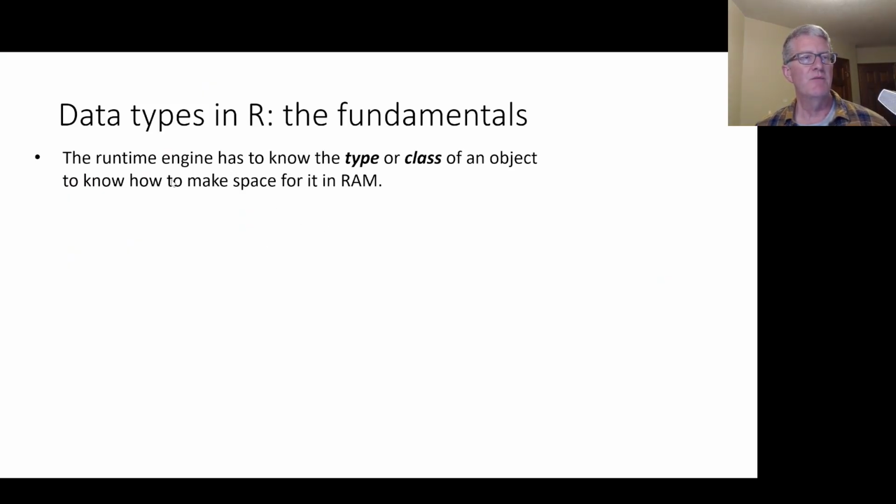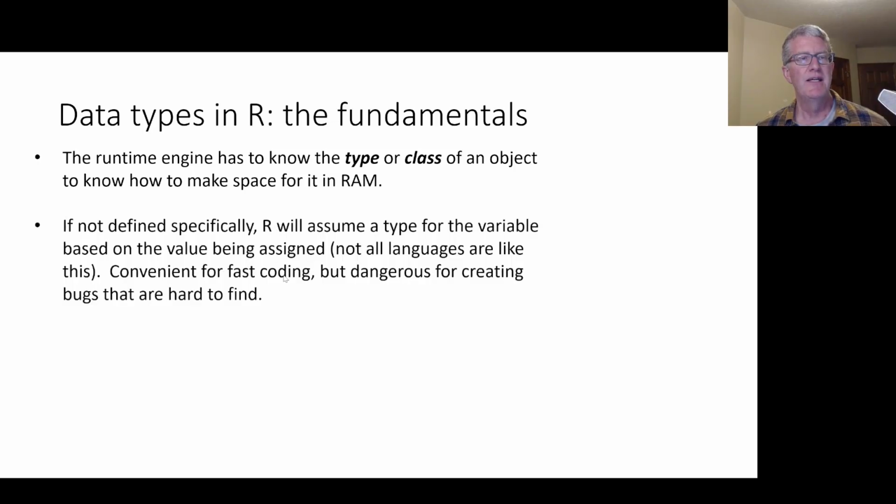So ultimately, when you assign a value to a variable, the runtime engine in R has to know the type or class of the object it's assigning to the variable to know how much space it's going to take up in the RAM. Now notice that we didn't tell it what type the variable was, we just assigned a value 2 to it. That means R is going to assume a type based on the value that you're assigning to the variable. So R sees that number 2 and guesses, well, I'm thinking that they want to put a numeric value, so I should probably assign a numeric data type to this in order to save it.